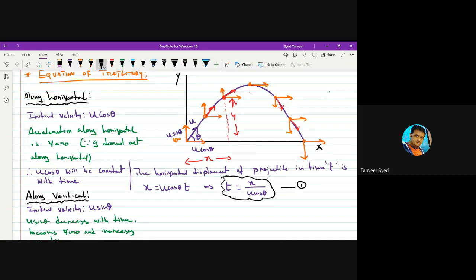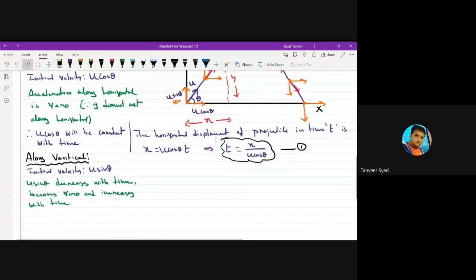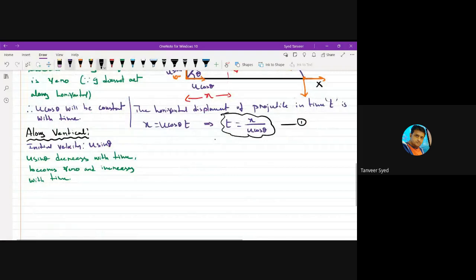Say this is equation 1. Okay. Now I will write the same thing for vertical motion. The vertical displacement of projectile in time t is h equal to ut minus half gt square.